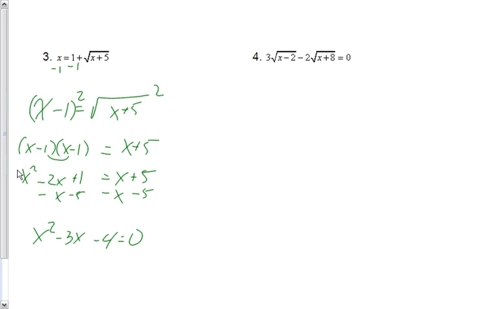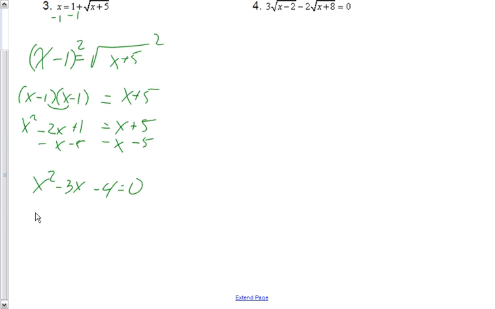Got it equal to 0 because it was a quadratic. Remember, we want to get quadratics equal to 0. Factor that now. x minus 4, x plus 1. Okay, set each of those equal to 0.